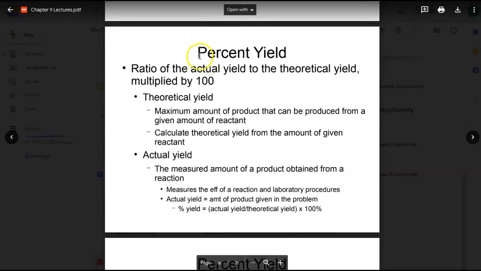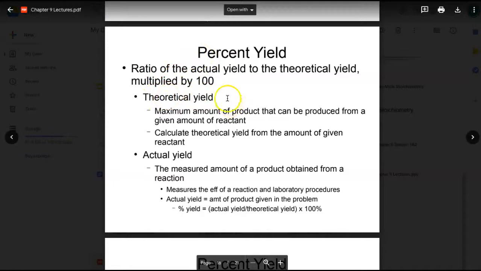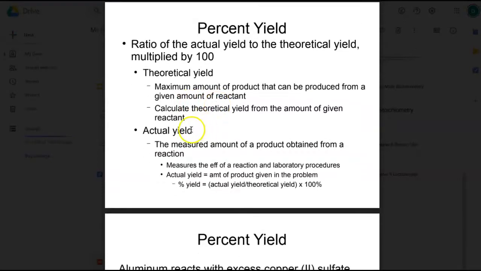So percent yield takes into account the theoretical yield, which is determined mathematically, and the actual yield, which is how much product is actually produced at the end. So it can give you some information about the overall efficiency of a particular reaction. Theoretical yield is determined mathematically by doing a basic Stoich problem. The actual yield will be given to you in the problem.